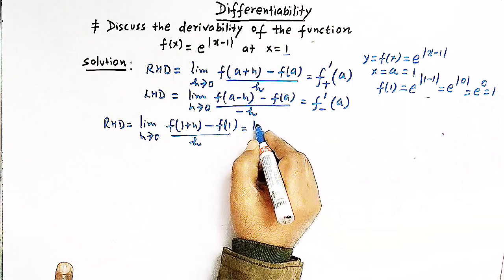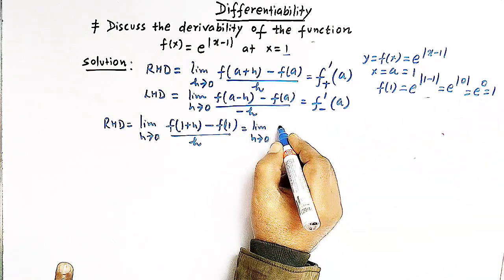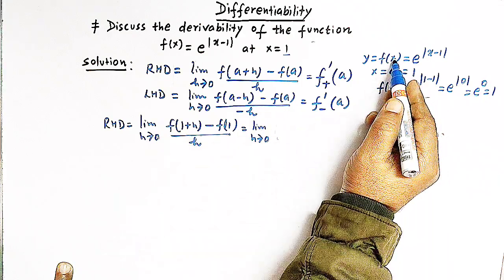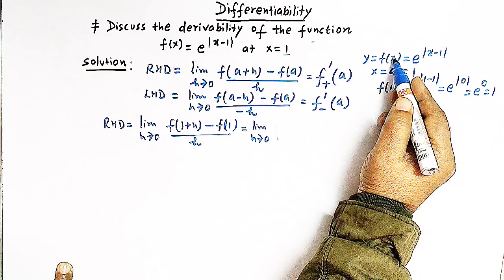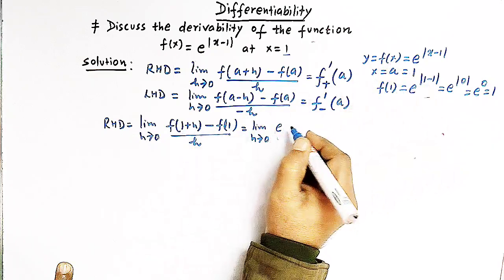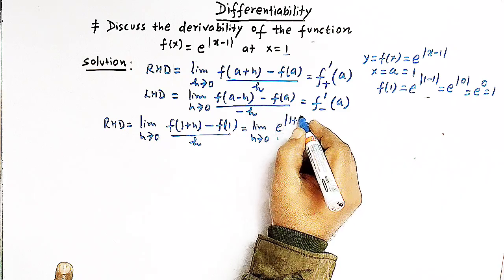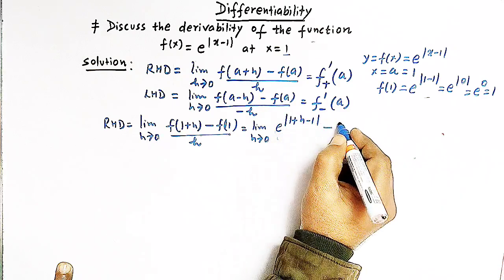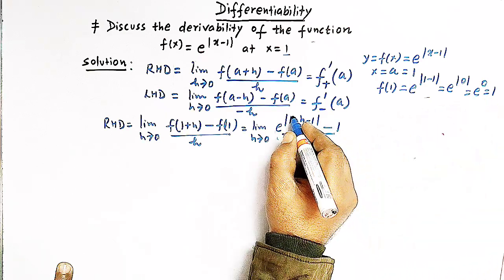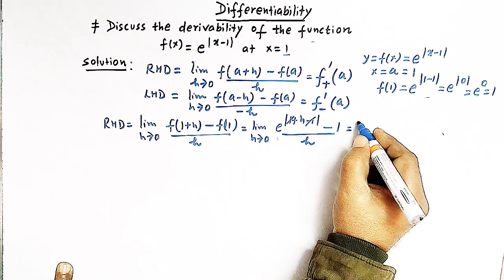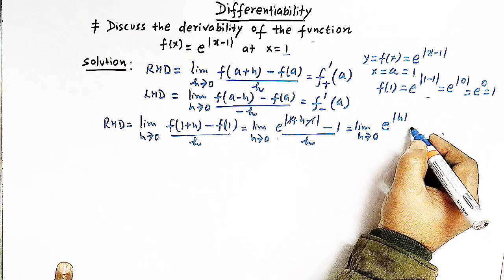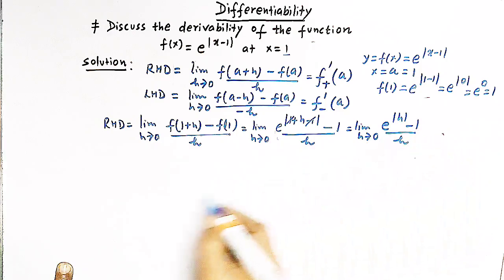So we can now write limit h tends to 0, and we have f of 1 plus h. So f of 1 plus h can be written with the help of this function by replacing x by 1 plus h. So we have e raised to mod of 1 plus h minus 1, and here we have f of 1 is equal to 1, and h. Now this one and this one get cancelled, and we have limit h tends to 0, e raised to mod of h minus 1 over h.